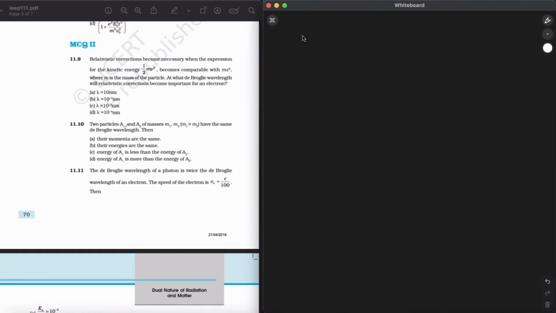Okay, then it should be applied when half mv square is comparable to mc square. So this is the condition that they have given to us. So v square upon 2 is comparable to c square. When the phase velocity is greater than the speed of light, then, okay, that is just the conceptual part.